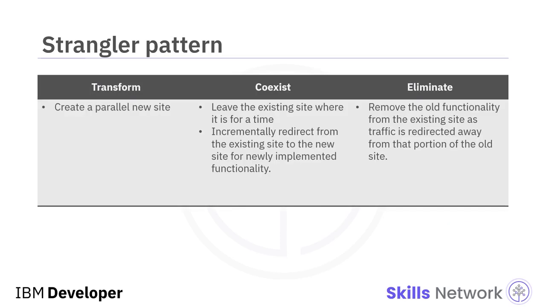The strangler pattern includes these steps. First, transform. This creates a parallel new site on a cloud platform or within your existing environment. Next, coexist. This leaves the existing site functional and live for a specified time. It incrementally redirects from the current location to the new site for newly implemented functionality. And finally, eliminate. This removes the outdated functionality from the existing site or stops maintaining that functionality when you redirect traffic from the original site.